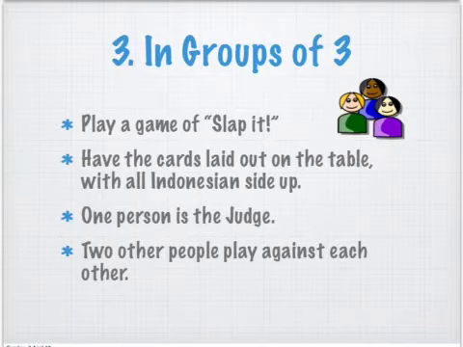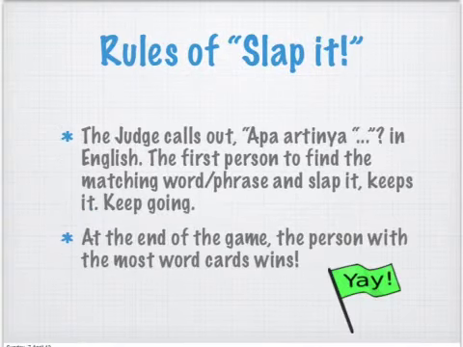Now, the last one you can do is in groups of 3, play a game of Slap It. In the game of Slap It, you need to have all your cards laid out on the table with all the Indonesian words side up. One person is the judge and 2 other people play against each other. They're versing each other. The rules of Slap It.